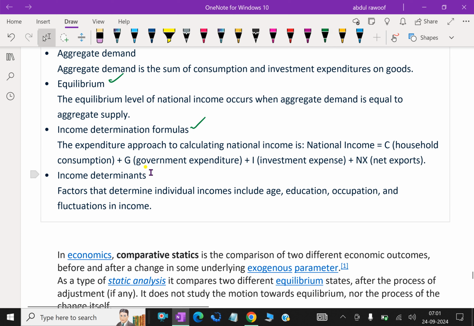Income determination formulas. The expenditure approach to calculating national income is: national income equals C, household consumption, plus G, government expenditure, plus I, investment expenses, plus NX, net exports. Together these give national income. Income determinants: factors that determine individual income include age, education, occupation, and fluctuation in income.